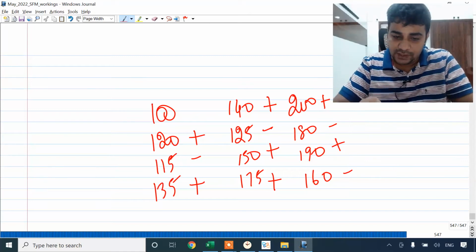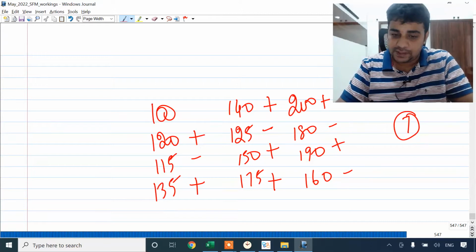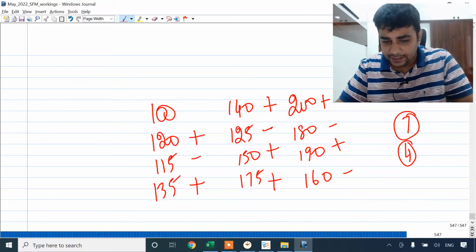Number of positive changes: 1, 2, 3, 4, 5, 6, 7. 7 times there are positive changes. 4 times there are negative changes.